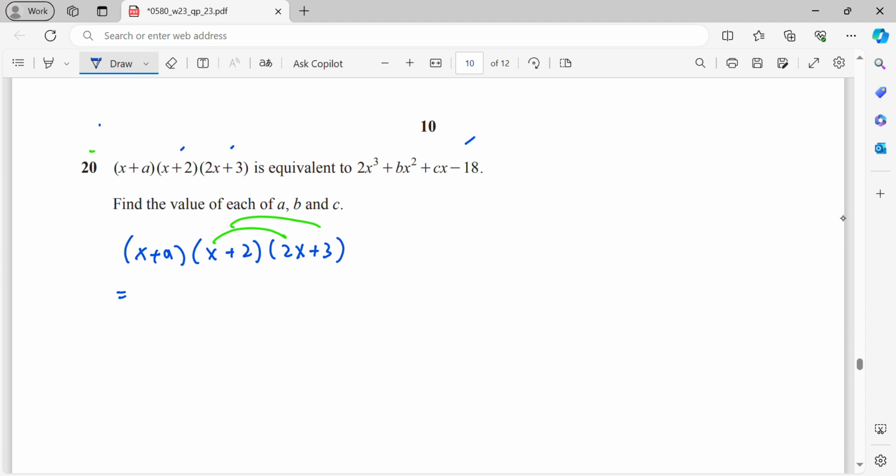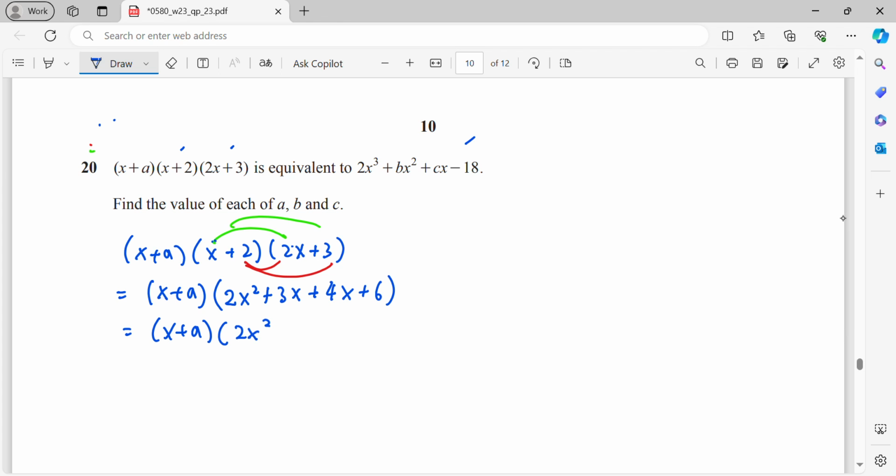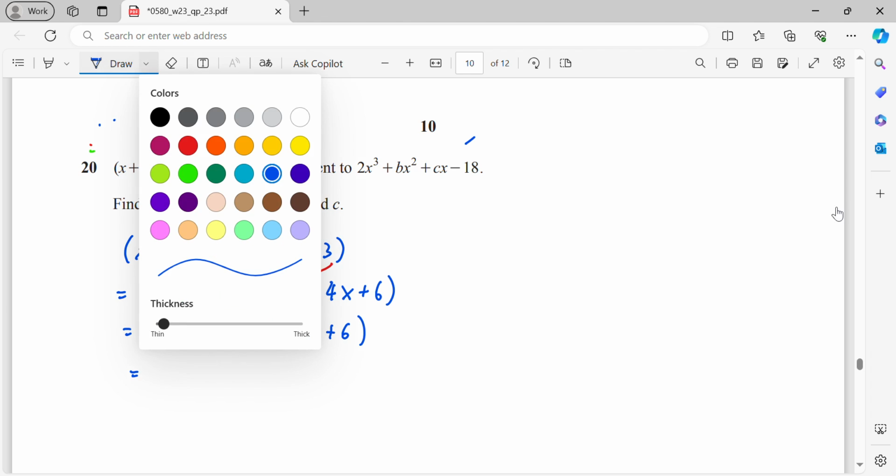So I will rewrite my x plus a. When you do expansion, x times 2x, you will get 2x squared. x times 3 is plus 3x. Then 2 times 2x followed by 2 times 3, so I will get plus 4x plus 6. Now I simplify first. So x plus a multiplied with 2x squared, 3x plus 4x will be 7x, then plus 6. And now here, you do expansion again.